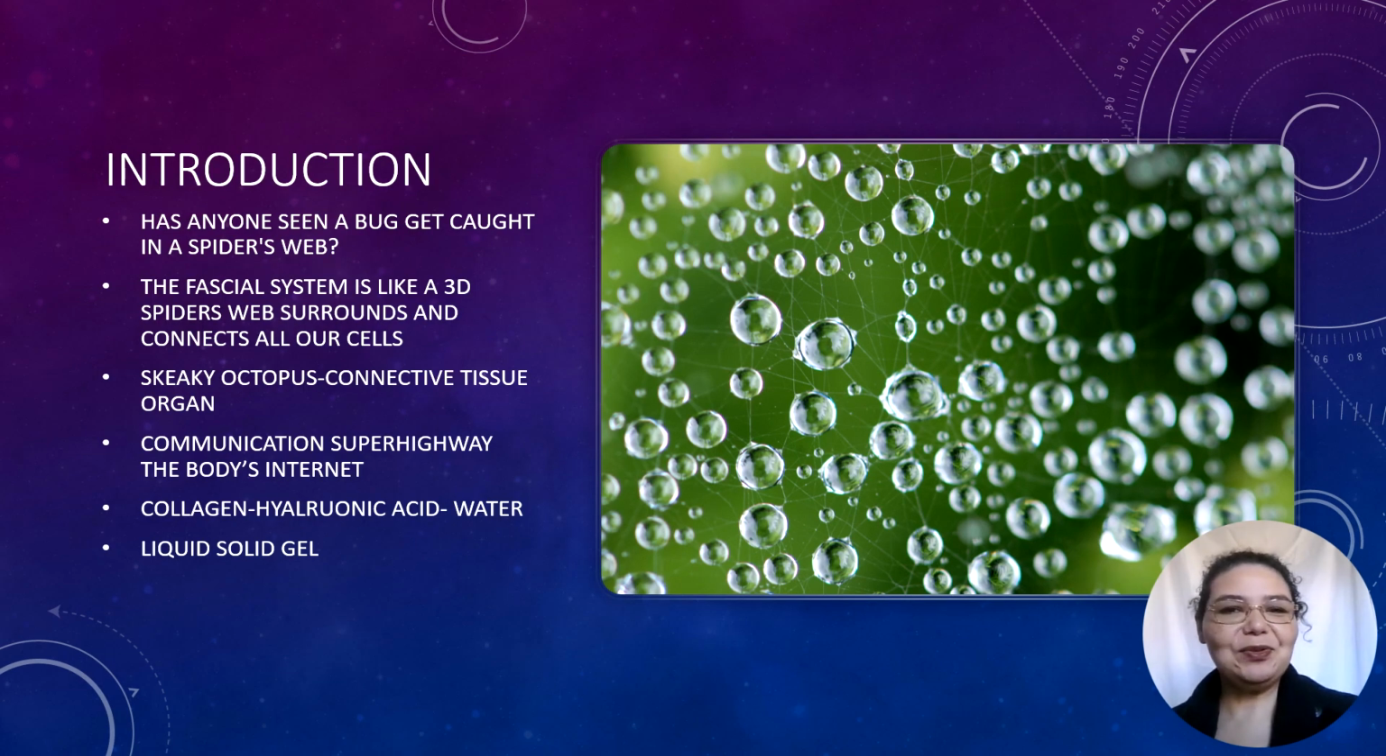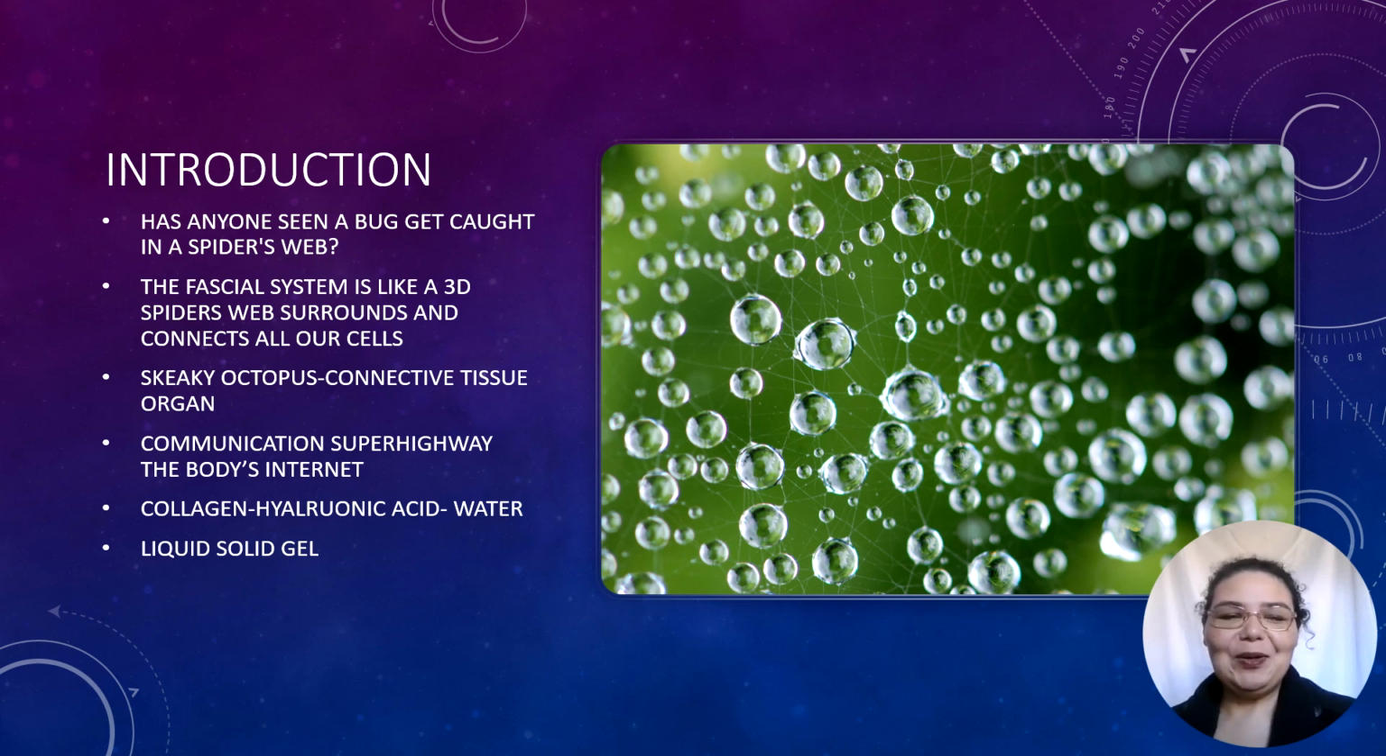So, introduction to the fascial system. This is what we talked about. Has anyone seen a bug get caught in a spider's web? Most people have. The spider knows the bug is in the web because everything is connected. The fascial system is like a three-dimensional spider's web living in your body, and it surrounds and connects every cell in the body. It's incredibly complex and yet simple and beautiful and amazing.